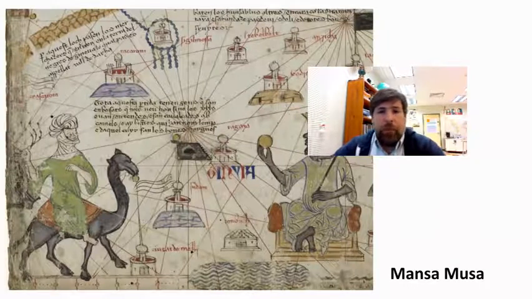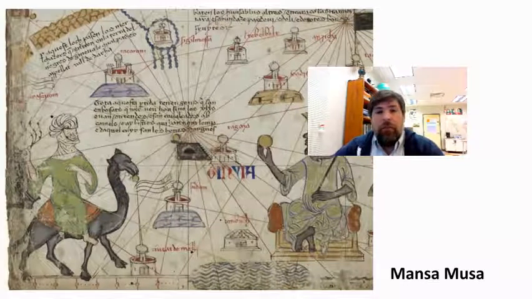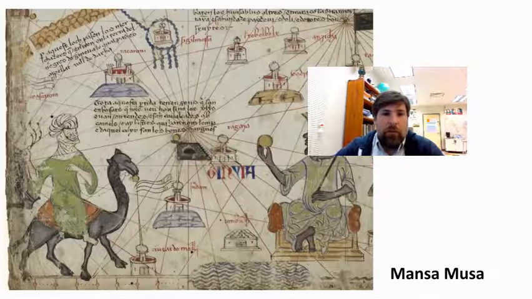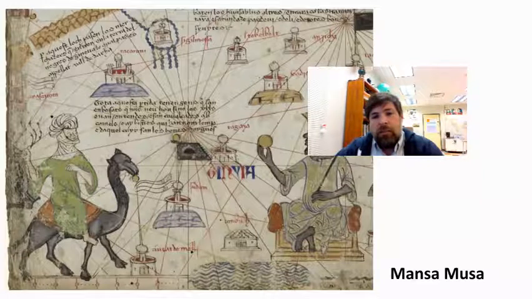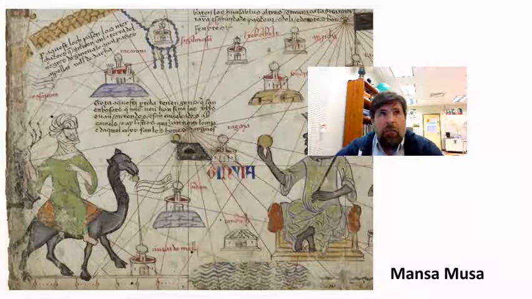This is Mansa Musa, who falls outside the time period of the class. This is earlier, maybe around the 1100s. I can't remember the exact year, but I put him in here because Mansa Musa is from this region, West Africa, and he controlled the trans-Saharan trade in gold and salt. The story is that Mansa Musa is the world's richest man ever.